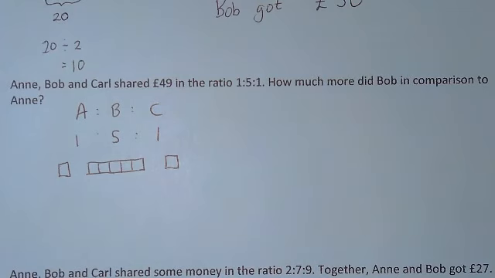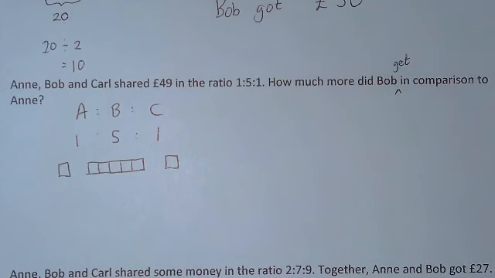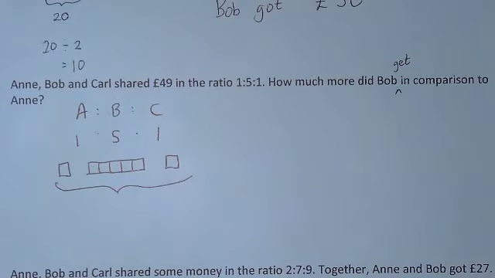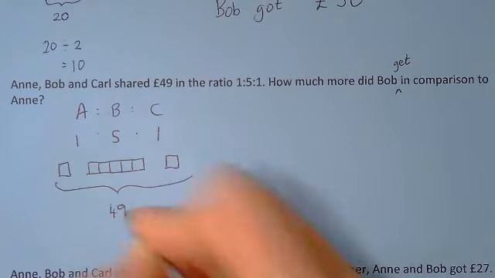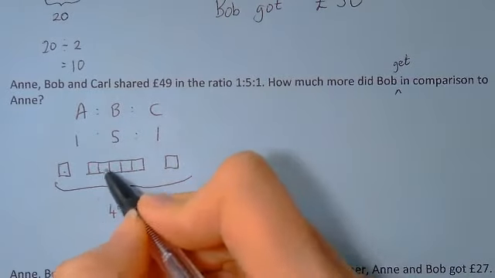How much more did Bob get in comparison to Anne? Oh, there should be a "get" in there, shouldn't there? Right. Well, let's have a look. They shared £49. So that was 49. In total, they shared £49.